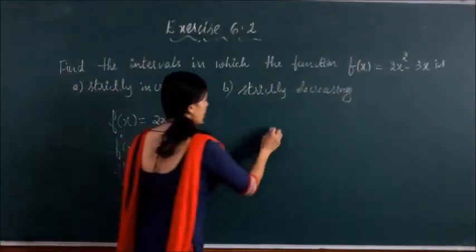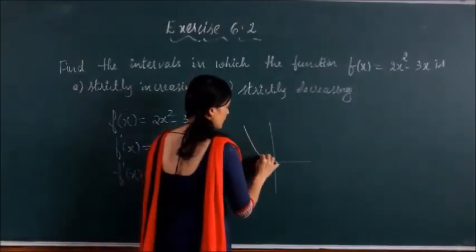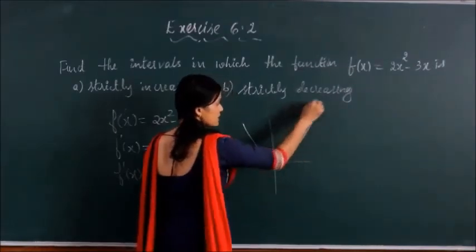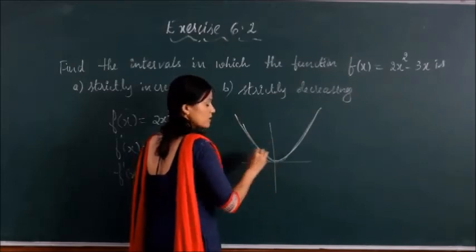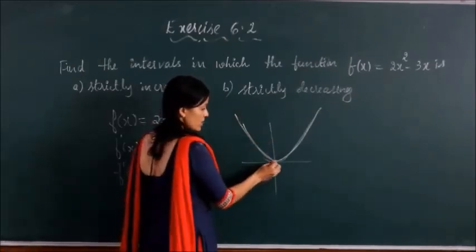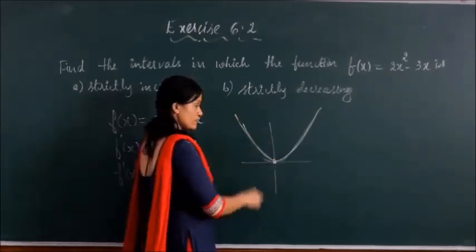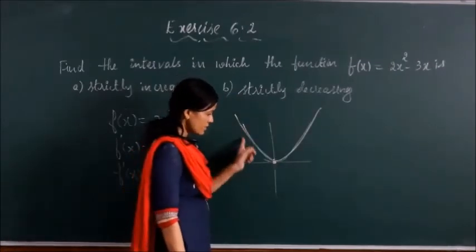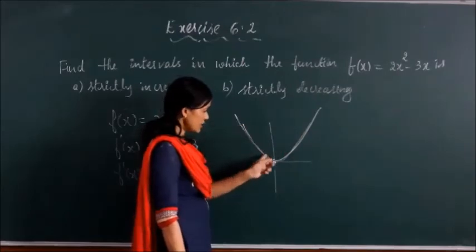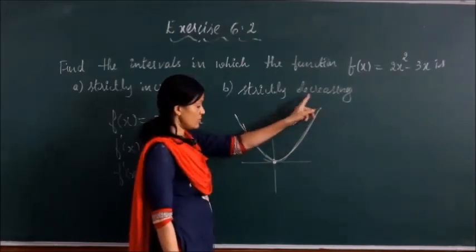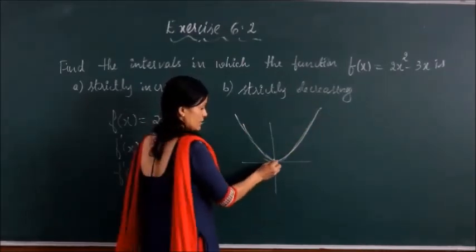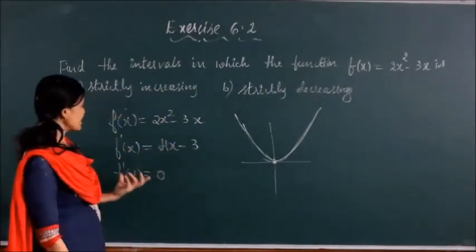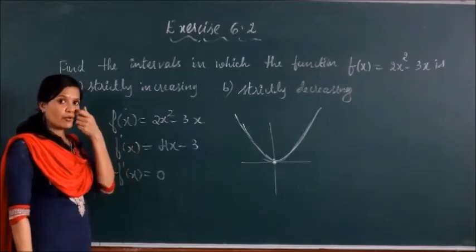See, in this graph of y is equal to x square, in this interval it is increasing and in this interval it is decreasing. So here there is a critical point. I get a trough, decreasing and then increasing. So there I get a trough. This is a peak point I get. So I have to find out such a critical point here.